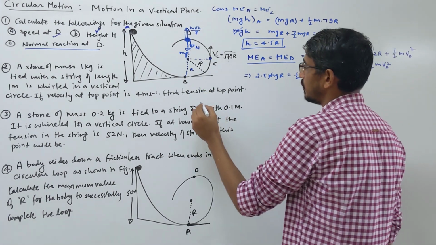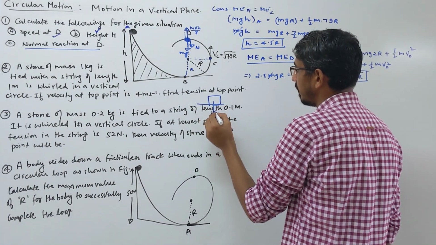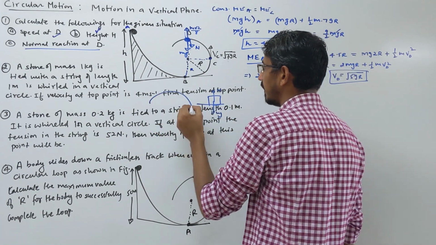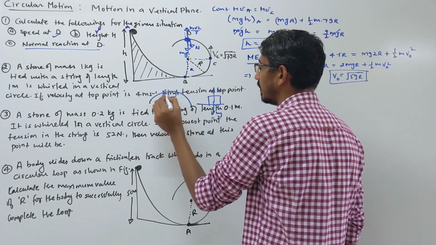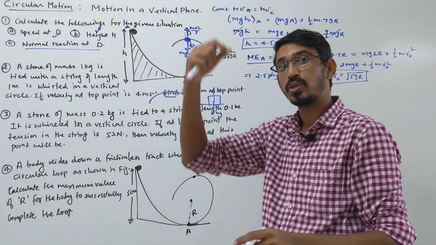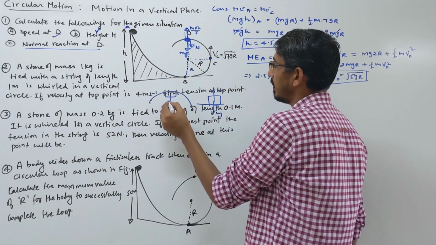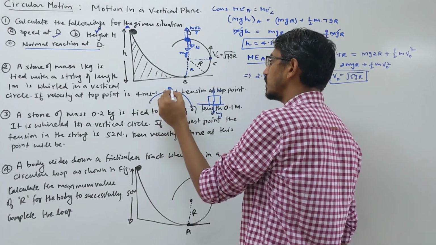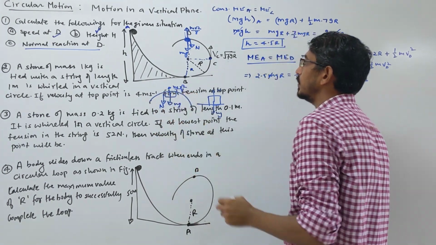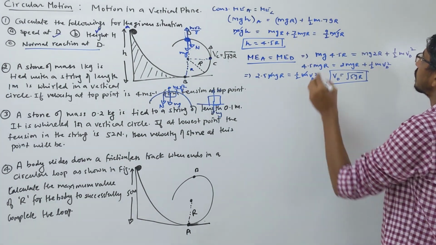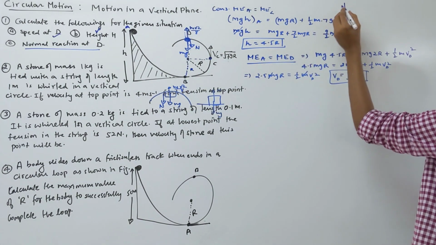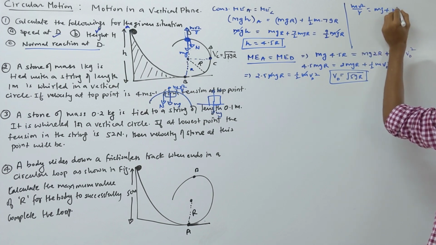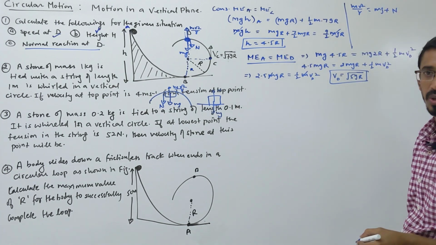Do not get confused. Suppose you put a body on the ground, then mg will be downward and normal reaction will be upward. But here it's different. You have a vertical circle and you are at the top of this vertical circle. So mg will be downward and normal reaction also looks downward. Centripetal force will be outward, right? So look at that equation. mv square by r is equal to mg plus normal reaction, and I have to calculate the normal reaction.